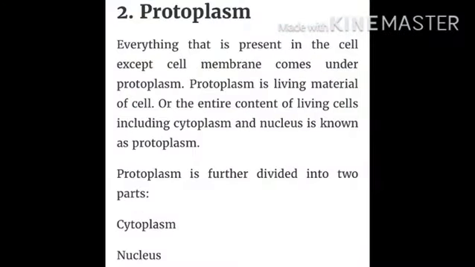Now the protoplasm. Everything that is present in the cell except the cell membrane comes under protoplasm. Protoplasm is the living material of the cell, or the entire content of the living cell including cytoplasm and the nucleus. Protoplasm is further divided into two parts, cytoplasm and nucleus.